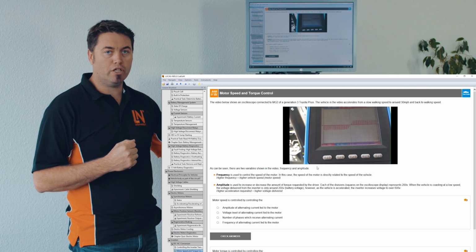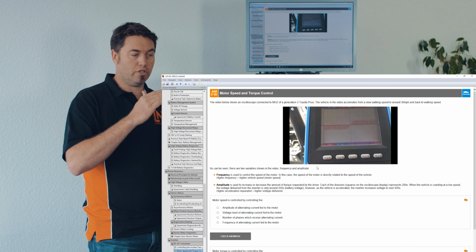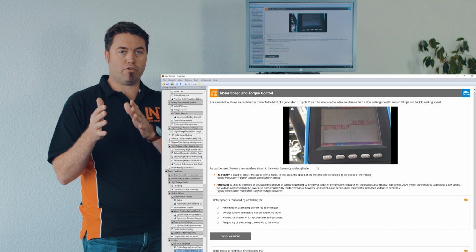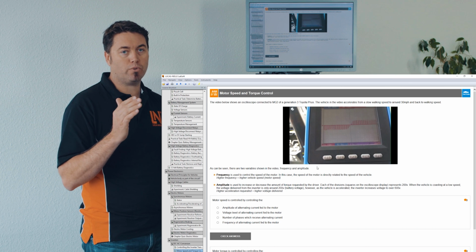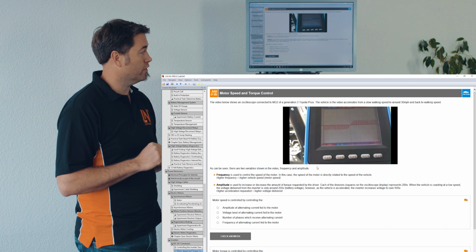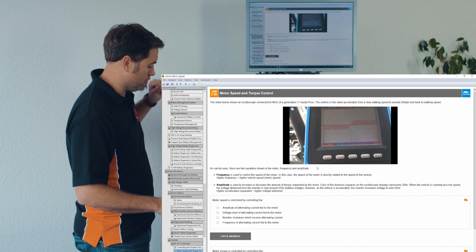And that's what I meant from earlier when I said that it's not a simple 200 volt battery, 600 volt output. It's varying all of the time in between those two values.